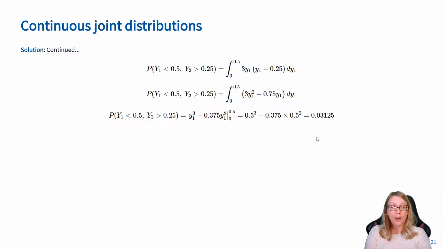Again, the hardest part of working with these joint density functions is setting up the bounds and visualizing what these will look like. We'll get a lot of practice with those in the next class period. In the next video, we will talk about marginal and conditional distributions. See you then.